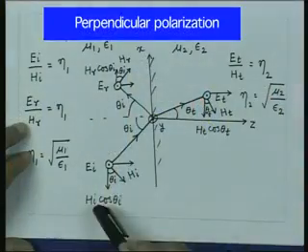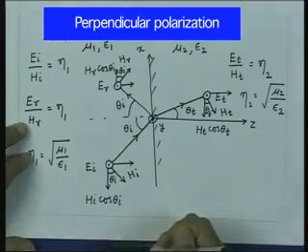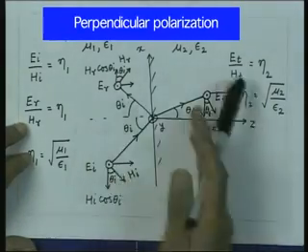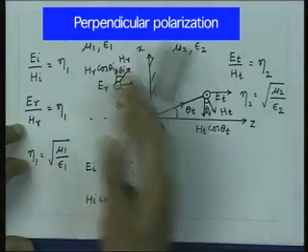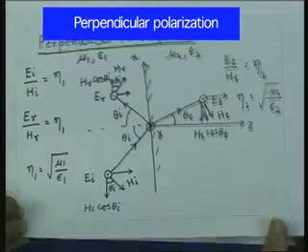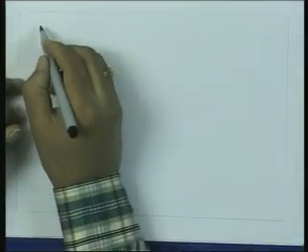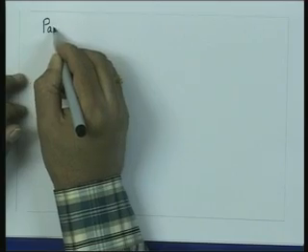The next case is the parallel polarization. The analysis of this wave is identical to this. That means you again write down the wave vectors, you write down the fields, you again match the boundary conditions, and then you get the expressions for the reflection and transmission coefficients. So, very quickly we can get what is called the parallel polarization.